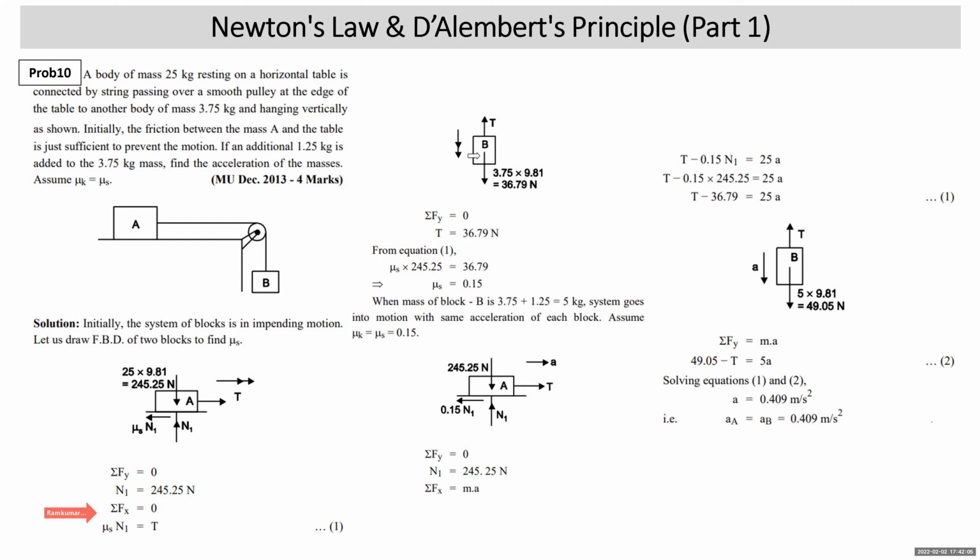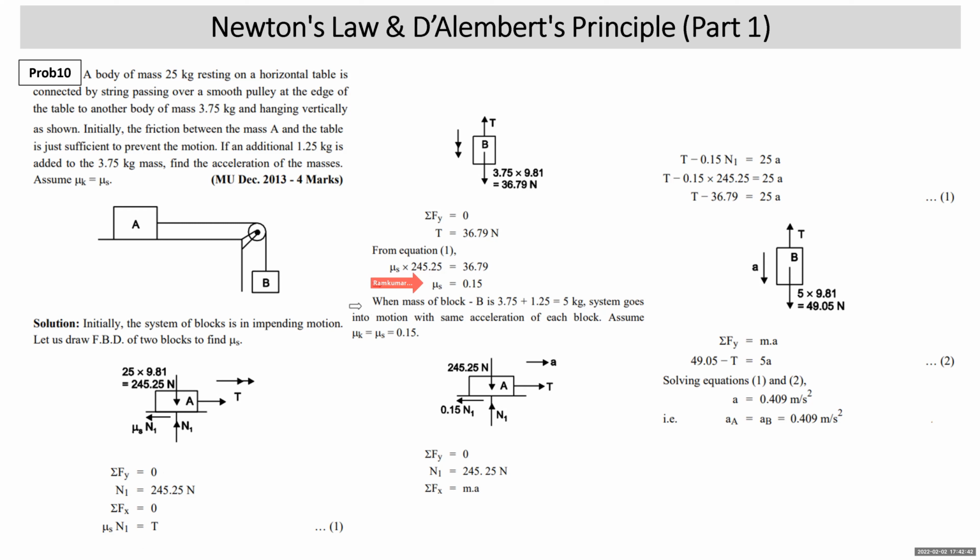Now we draw the free body diagram of block B. Weight is vertically down, 3.75 into 9.81, 36.79 Newton. Tension is upward. Its direction of impending motion is downward, but it is in static equilibrium, impending motion. So we can write sigma Fy is equal to 0 on block B. So tension is 36.79 Newton. This T value and N1 can be substituted in this equation. From equation number 1, mu s into N1 is equal to T. With the values substituted, you get mu s as 0.15.